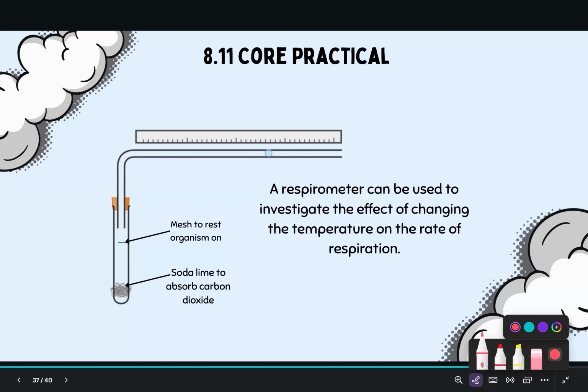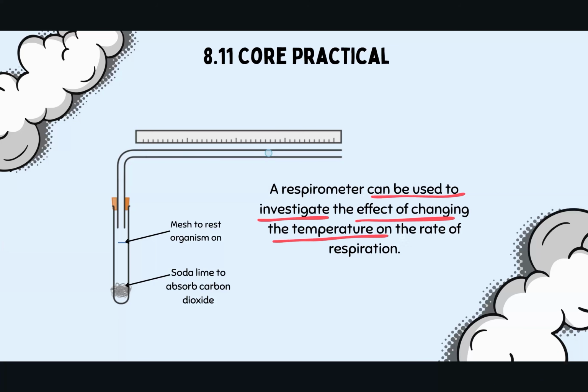Now, a respirometer can be used to investigate the effect of changing the temperature on the rate of respiration. So here, you've got a mesh to rest an organism on. So you've got a small little insect on there. Here you've got soda lime to absorb carbon dioxide.